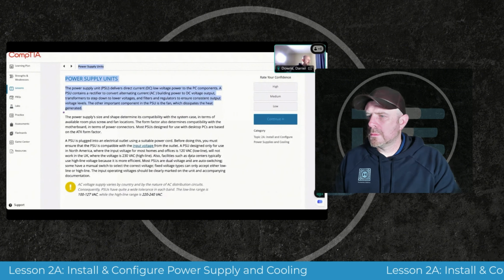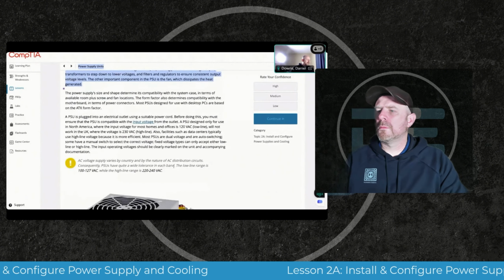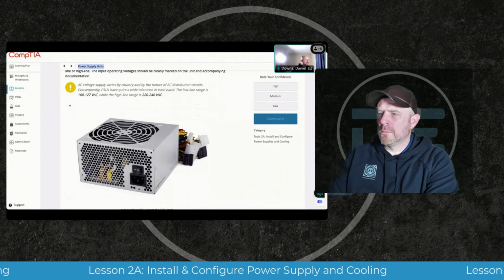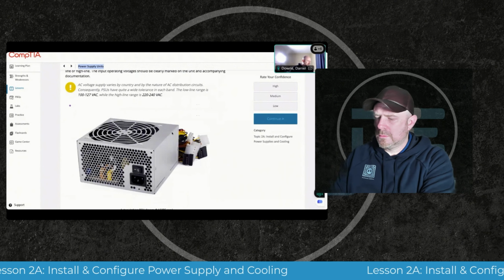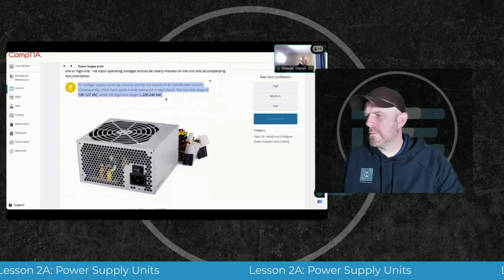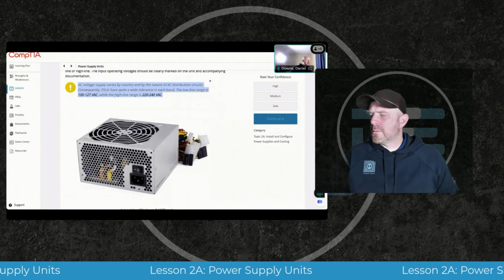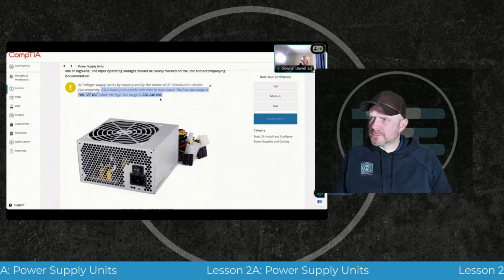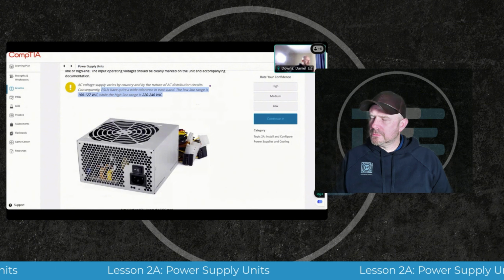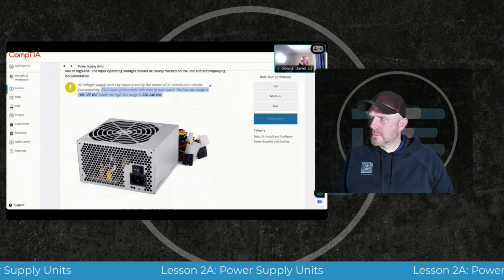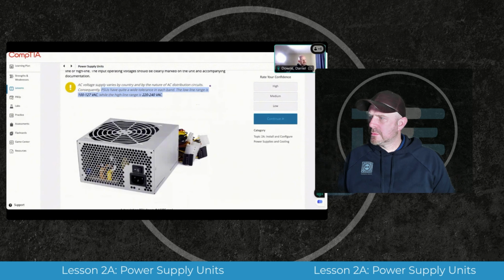And that's the importance of cooling. So this would be a picture. I think I added it to the vision board. It has to be on the vision board because AC voltage varies by country. In the age of AC distribution circuits, PSUs, power supply units, have a wide tolerance in each band. The low line range is 100 to 127 VAC, while the high line range is 220 to 240.